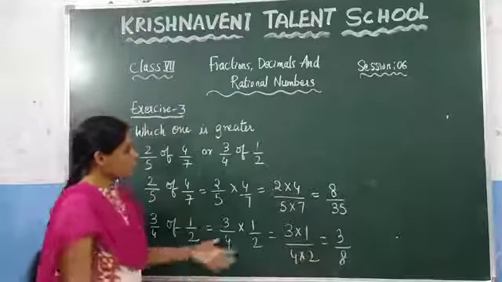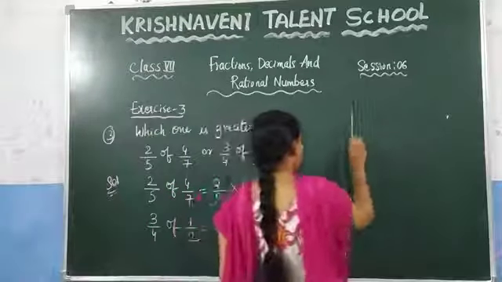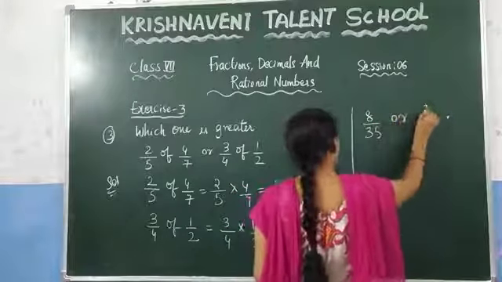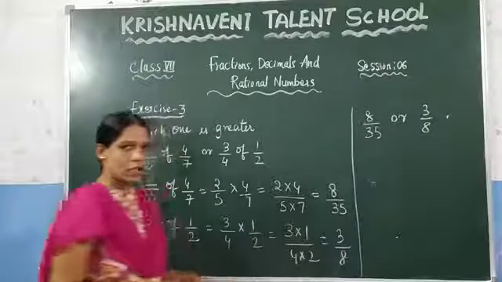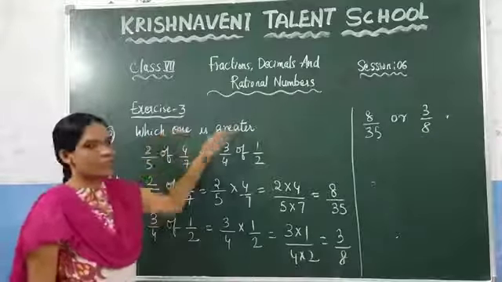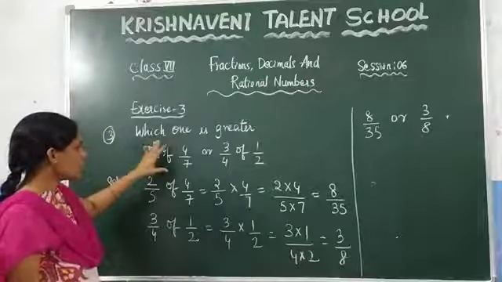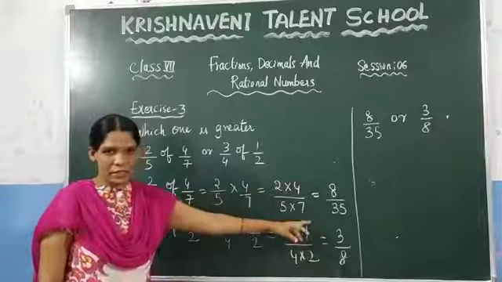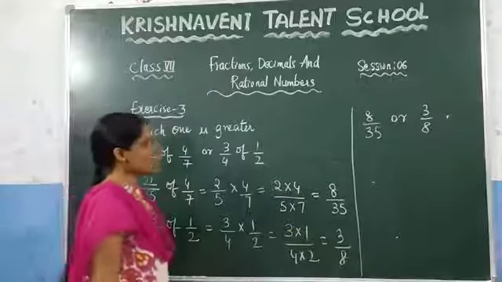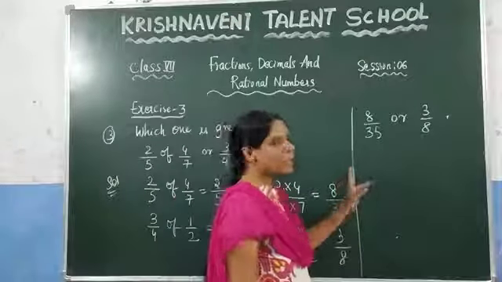Now you need to find between these two which fraction is the greatest one. So here you got 8/35 or 3/8. These are the fractions we got after calculating. What we have done: first we were given this fraction and this fraction, and you need to check which is the greater fraction. For that we took this fraction and got the result 8/35, and we took this fraction and got the result 3/8. Now you need to find which fraction is the greatest. To find that, you need to compare these two fractions.